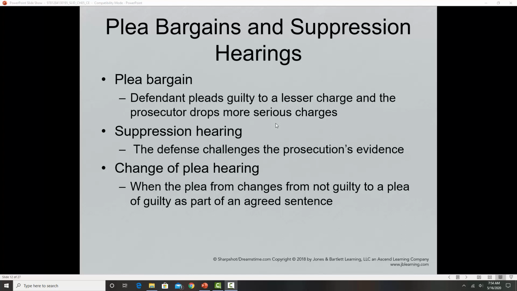We also have suppression hearings, where the defense will challenge the prosecution's evidence and try to get evidence thrown out. There are a lot of hearings that go on before a trial ever takes place. A change of plea hearing is when the plea changes from not guilty to guilty as part of an agreed sentence. This happens when somebody enters into a plea bargain. They are required to go in front of the judge and say that they are changing their plea to guilty.